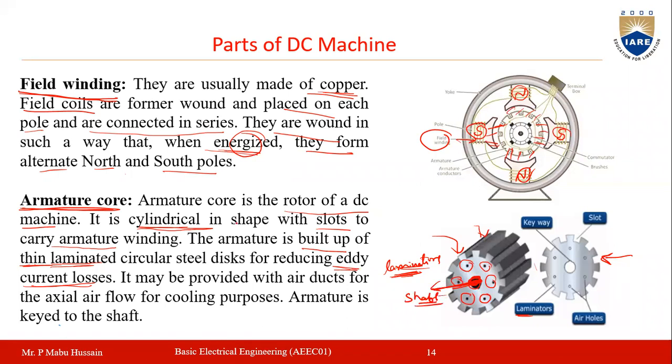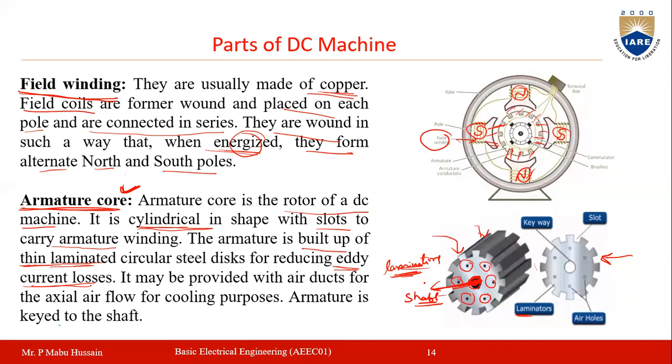Okay, so this is about the armature core. This armature core is also called the rotor of a DC machine, and the shape of the armature core will be cylindrical. For manufacturing this armature core, we are going to use laminations. This lamination will reduce the eddy current losses.